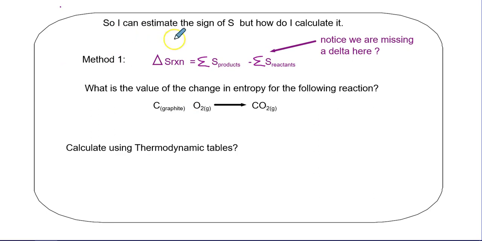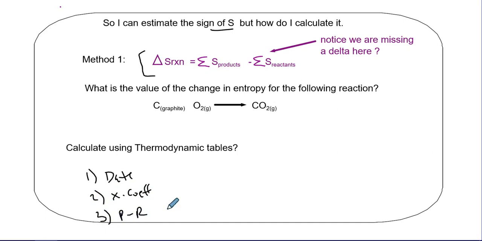All right, so I can estimate the sign of ΔS. Can I calculate it? There are a couple ways you can calculate this. One is just by the same formula that we used before, using your thermodynamic tables, and it's done the same way as the other ones. Notice there's no delta here because it's not based off a relative scale. Therefore, go ahead, grab your thermodynamic tables and try this one out. Remember, step 1, we get our data. Step 2, we multiply by the coefficients because it's on a per mole basis, and 3, we do the products minus the reactants. Go ahead, try it, and here's the answer.